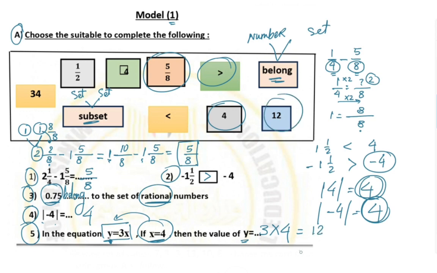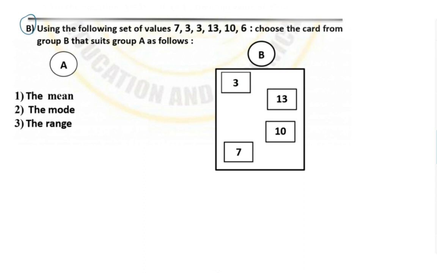Now we finished the first question of model number 1. Let's go to question P. Using the following set of values 7, 3, 3, 13, 10 and 6, choose a card from group A to match with group B. In group A, we have 3 cards: mean, mood, range. And in group B, we have 4 numbers: 3, 13, 10, 7. I need to match from A to B.